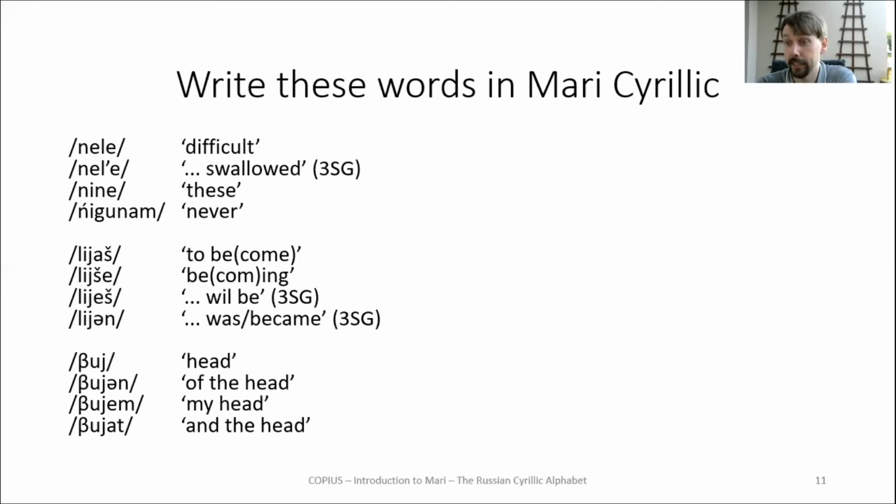Okay, now let's look at the difficult stuff. How do we orthographically realize these forms? Remembering that we don't always orthographically realize palatalness of sounds, but sometimes we do. So if we have nele, difficult. Nele, swallowed. Orthographically, it's the same. This little accent mark there is a favor we're doing to you in the textbook, but it's not something Mari speakers themselves do. You will not find this in text written by Maris for Maris. Nine, these. Nigunam, never.